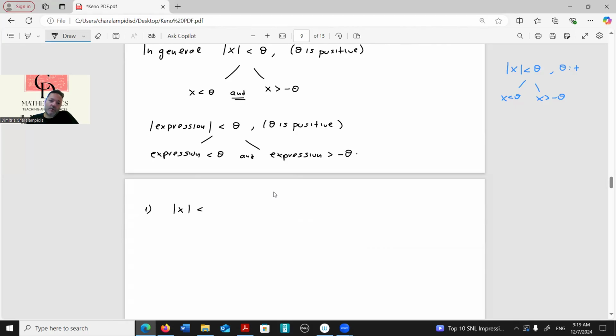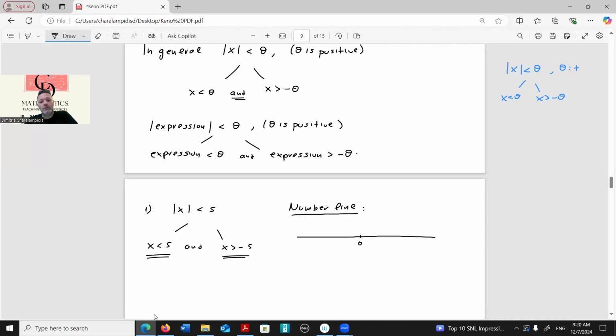Absolute value of x smaller than 5. Obviously, x should be smaller than 5, and x should be greater than negative 5. Another interesting thing in inequalities is that we present the solutions on a number line. It's not mandatory, but it's better, we communicate the solutions in a better way. It's not hard to create a number line: just draw a line, put 0 in the middle, and then based on your solutions, visualize them on that line.